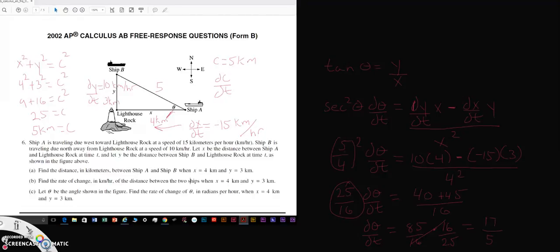Now we have to think about the units. Since we're talking about theta, and it said find this in radians per hour, we're going to say radians per hour. Usually you have to write a sentence, and you would say, when ship A is 4 kilometers away and ship B is 3 kilometers away, the angle is getting bigger by 17 over 5 radians per hour. I hope this video helped.